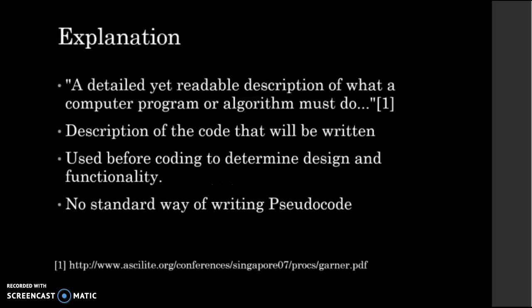Pseudocode is detailed but readable code that's in a natural language. It's writing what your program will be doing in words that most people would understand, even if they have little or no coding experience. Pseudocode is written before coding takes place. It's a way for developers to design and determine how the program will function without completely coding it out.